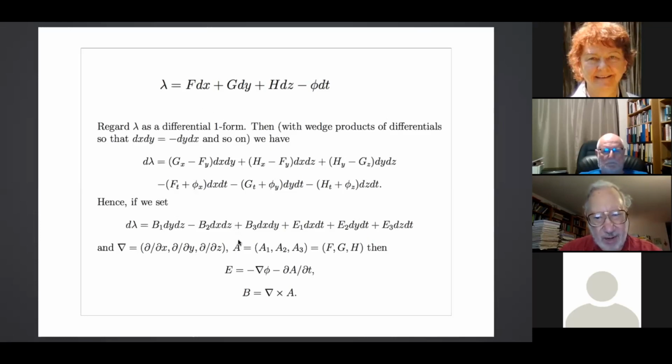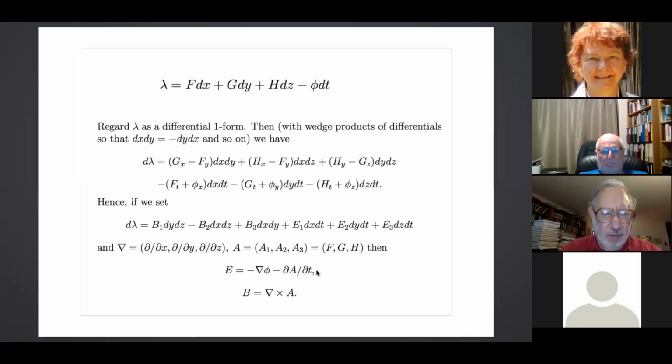And that he could understand that what he had computed over here was, of course, simpler. It's the derivative of this phi with respect to space, the gradient, and the time derivative of these guys here. So that if you were to take F, G, H and call it the vector potential, a standard term, and you were to call phi the scalar potential, then you have that d lambda is giving you the curl of A, the vector potential, and the other part is giving you the negative gradient of phi and the negative derivative of A with respect to t.